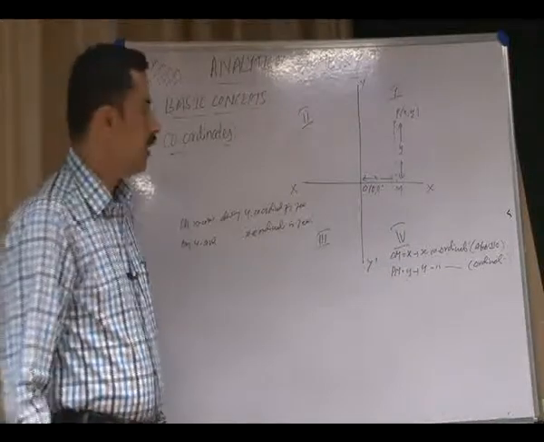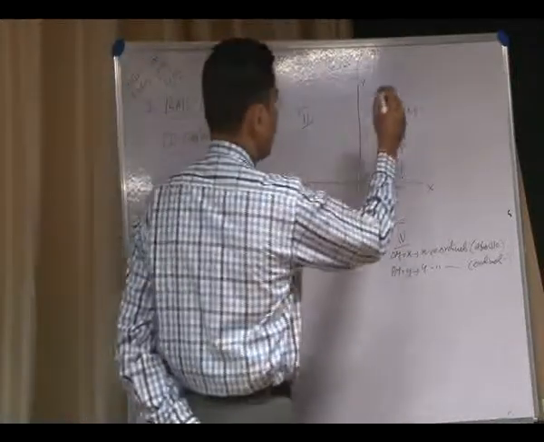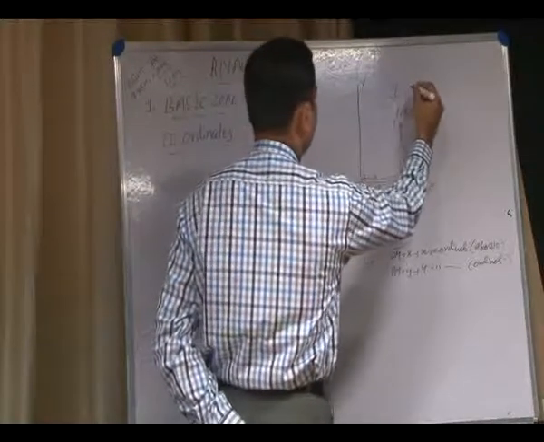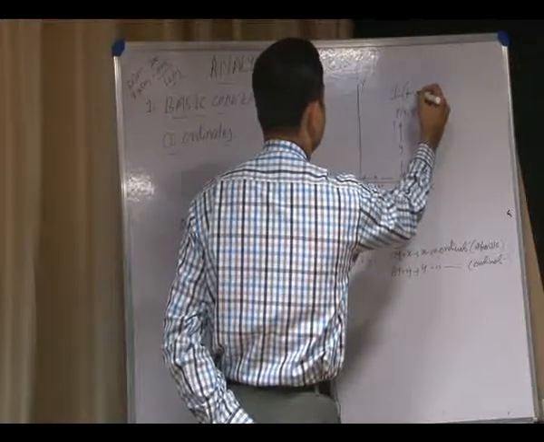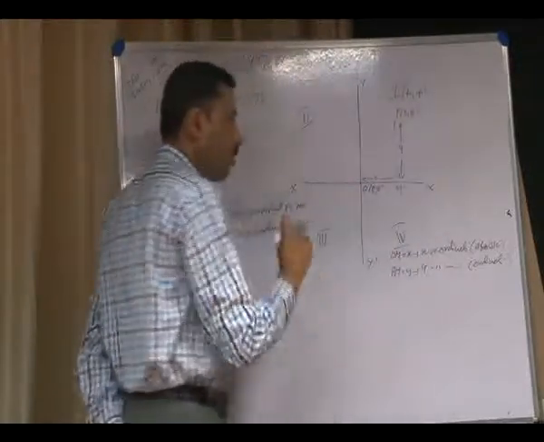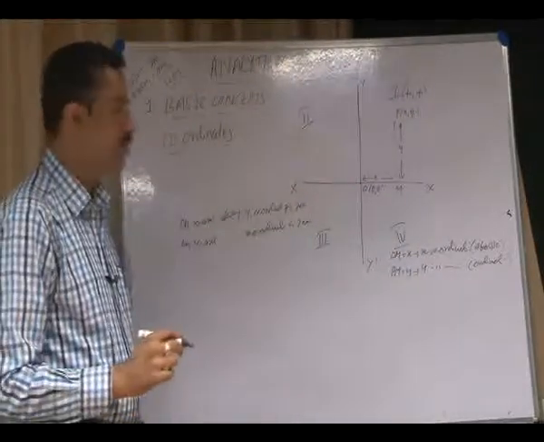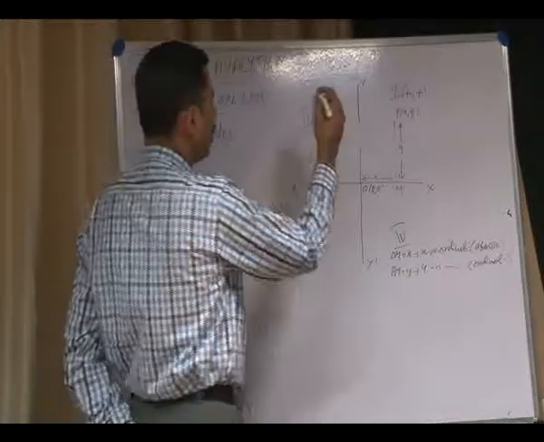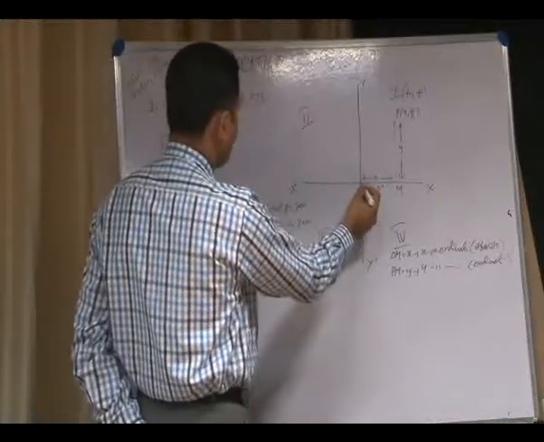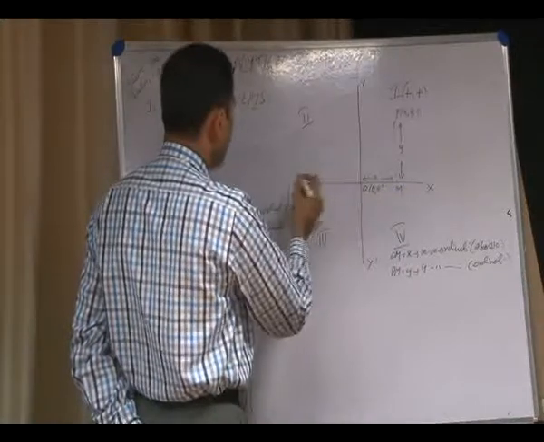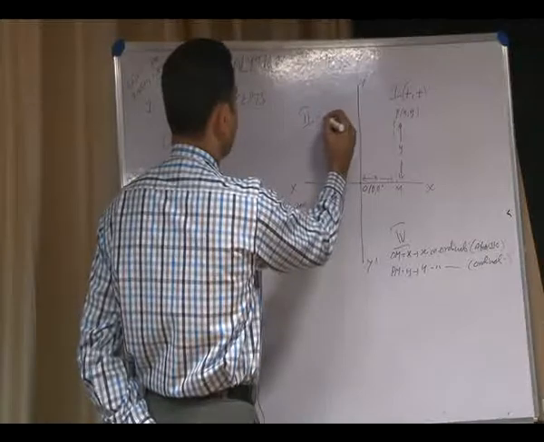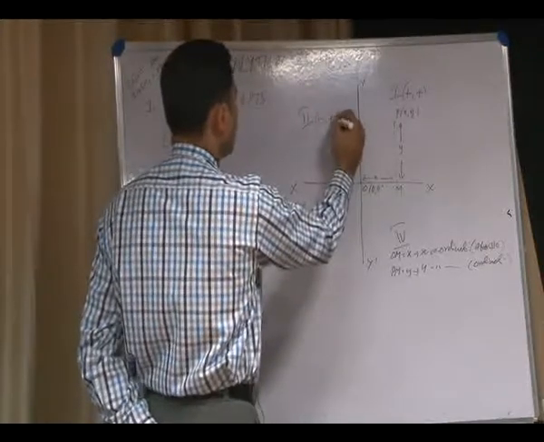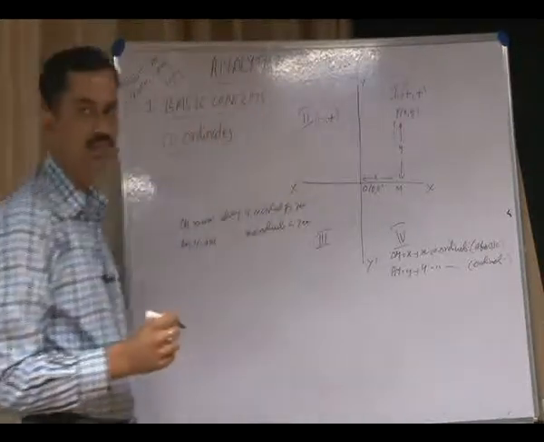Suppose you consider a point in the first quadrant. Then in the first quadrant both x and y coordinates are always positive. Similarly, in the second quadrant, you measure x from O to X dash, which is taken as negative. So here the x coordinate is negative and the y coordinate is positive in the second quadrant.